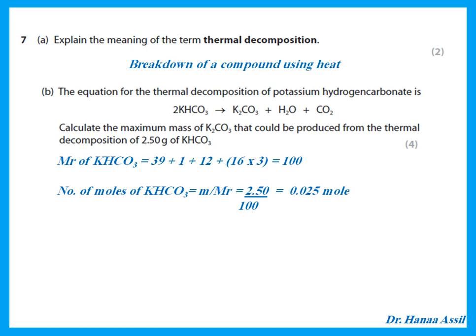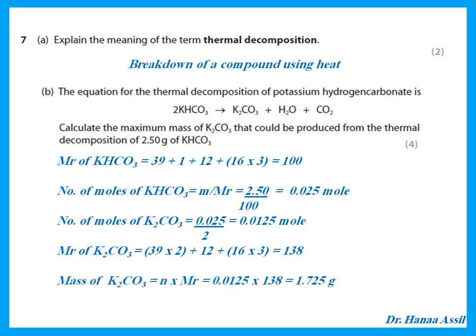Then he's asking about what? Potassium carbonate. Well, look at the equation. You'll find that the potassium carbonate is half potassium hydrogen carbonate. If I have 2 of KHCO3, it will give me 1 of K2CO3. So the number of moles of the K2CO3 is half of that. And that means I can use that to get the mass by calculating the MR. And the mass is number of moles times the MR. So that means that I will end up with 1.725 grams of potassium carbonate.